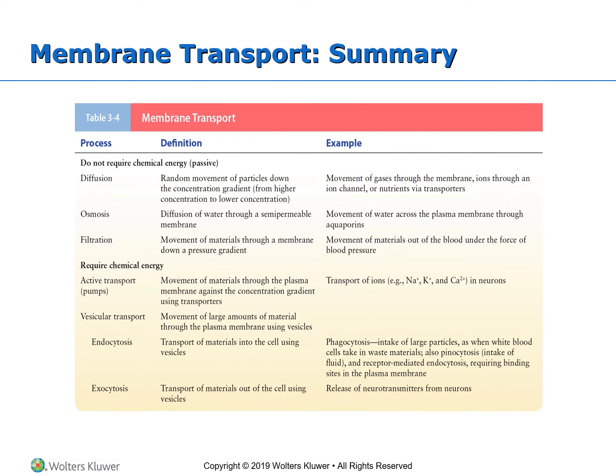So to summarize the processes, we'll have diffusion, osmosis, and filtration that do not require chemical energy. They are what is called passive, and usually the movement of the water will equalize concentration of dissolved particles. And we have the active transportation processes that require chemical energy, require ATP from the cell, that will be the active transportation pumps and the vesicular transportation, exo and endocytosis.